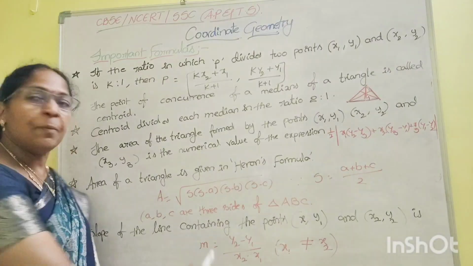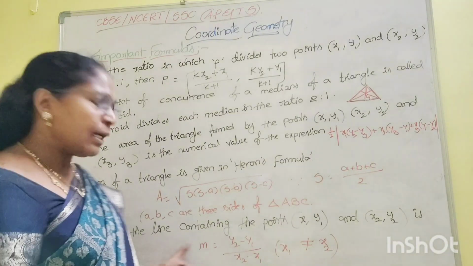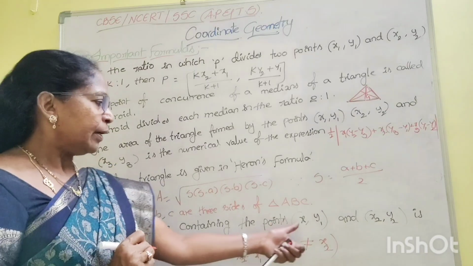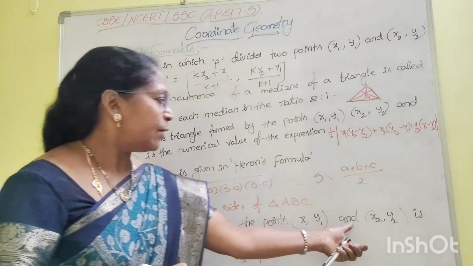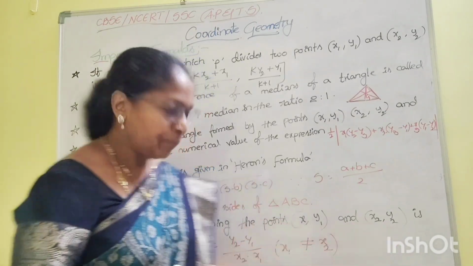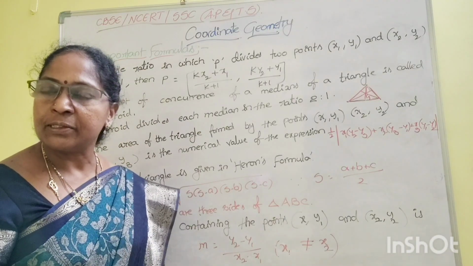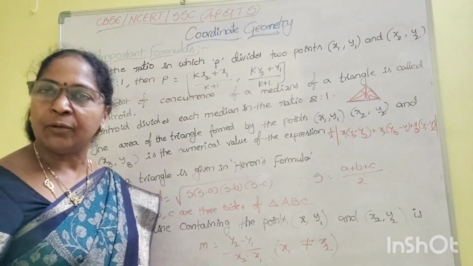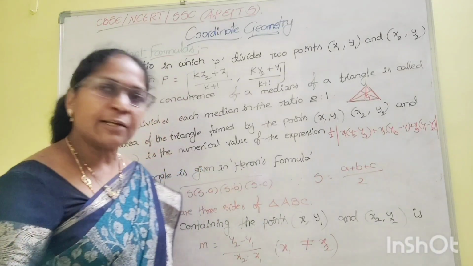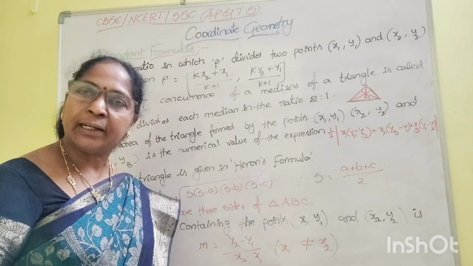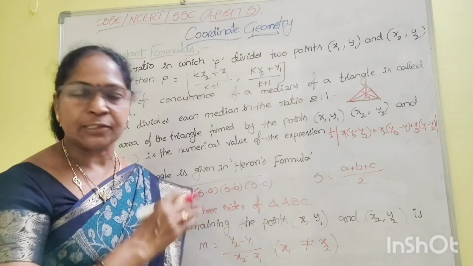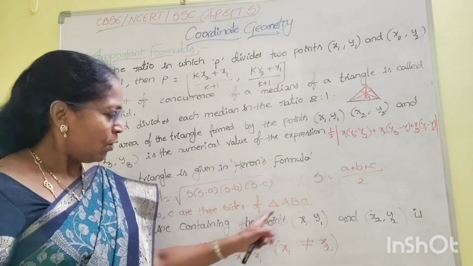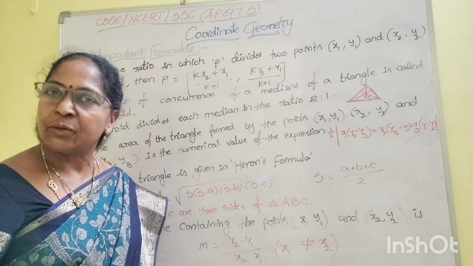And another, the slope of the line containing the points. Line means AB is a line, for example. Point A is x1, y1 and point B is x2, y2. Then how can you find the slope? The slope is denoted by the letter m, where m equals y2 minus y1 by x2 minus x1. Here there is one condition, that x1 is not equal to x2. So slope equals y2 minus y1 by x2 minus x1.